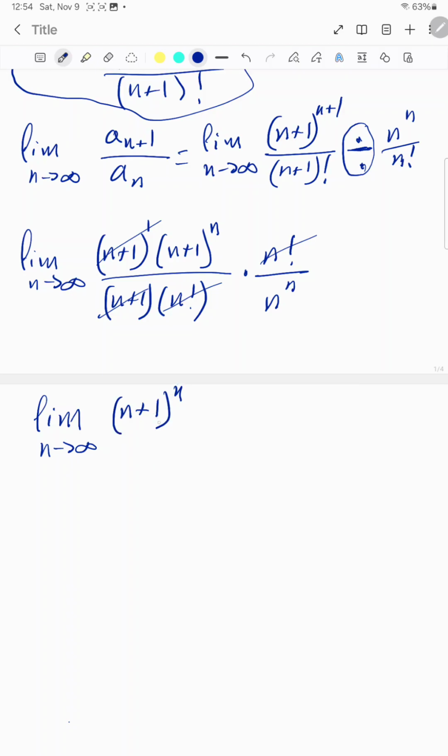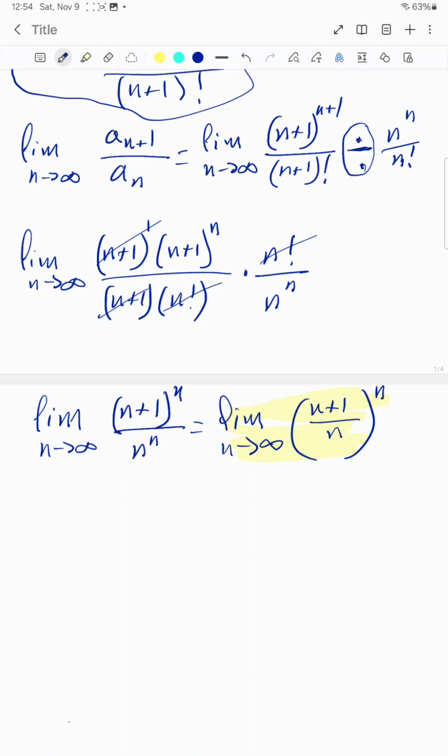So the limit that I will study is, when n goes to infinity, (n plus 1) to the power of n divided by n to the power of n, which is equal to the limit when n goes to infinity of ((n plus 1) divided by n) to the power of n. If this limit is less than 1, we say that it converges. If it is greater than 1, it diverges. And if it is equal to 1, it's inconclusive. So here I want to study if it is less than, greater than, or equal to 1.